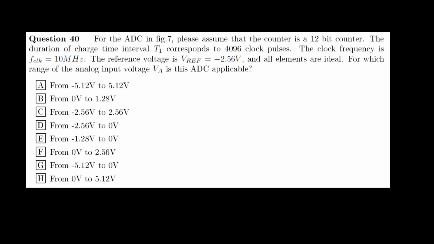And then we get 8 possible ranges for VA. We should again look at the equation that we derived in question 37 for the number of discharge clock cycles. That is negative VA over Vref times the clock frequency and the fixed interval of phase 1.